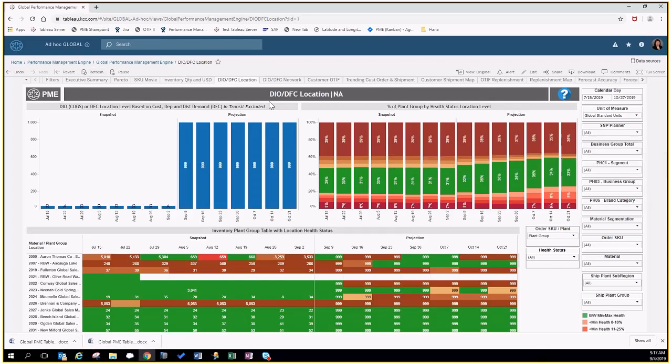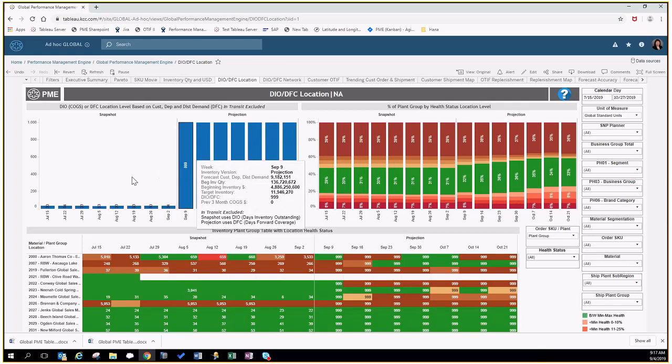Okay, so what we have on this tab is the what is DIO and DFC. This is days inventory outstanding, and this is days of forward coverage. So these two charts are not actually the same metric. And I know it can be confusing when it's not on both sides.